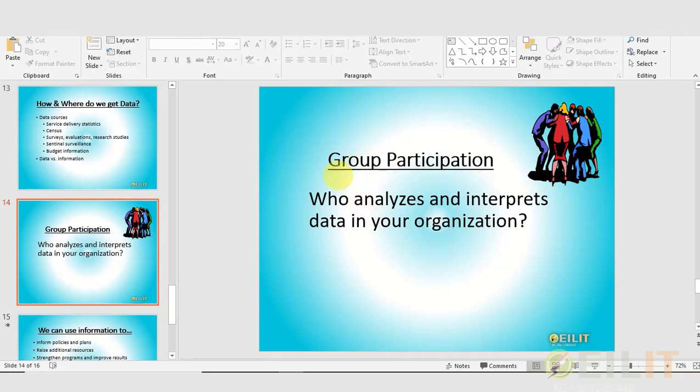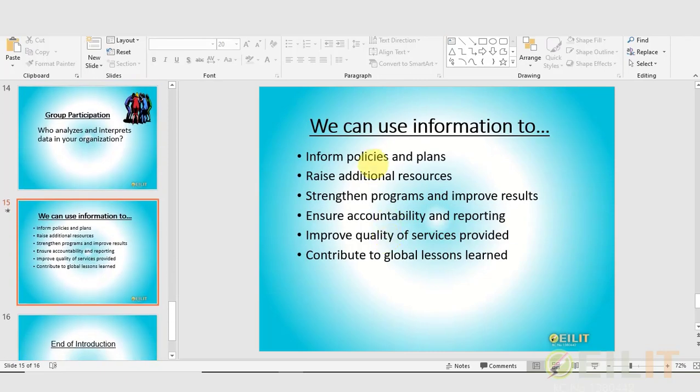So in this training, there are some things you need to ask yourself. Who analyzes and interprets data in your organization? I want you to think about this and then provide the answer. We can use data to inform policies and plans, raise additional resources, strengthen programs, and improve results. You can also use it to ensure accountability and reporting, improve the quality of services provided, and contribute to global lessons learned.